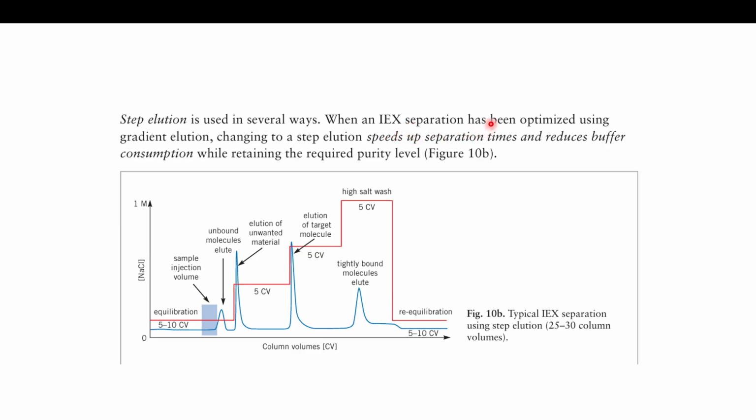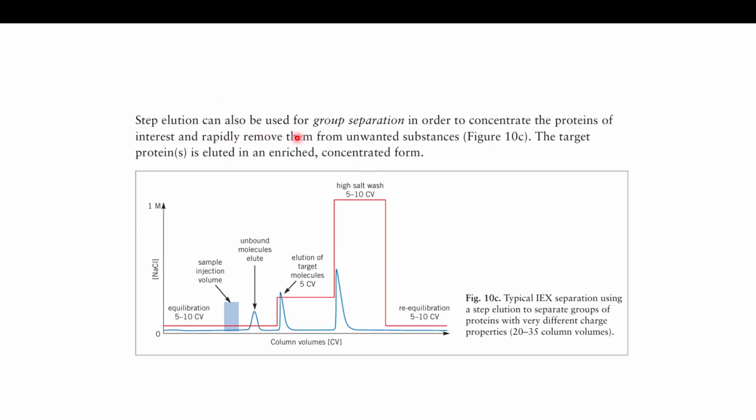So when an ion exchange separation has been optimized using gradient elution, changing to a step elution definitely speeds up the separation times, and also reduces the buffer consumption while retaining the required purity level, right? And step elution can also be used for group separation in order to concentrate the proteins of interest and quickly remove them, or multiple proteins of interest, from unwanted substances. Okay, so what happens eventually is the target protein or the multiple proteins are eluted in an enriched, more concentrated, more pure form.